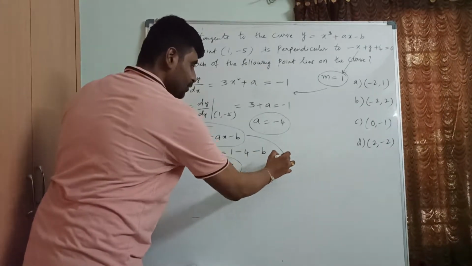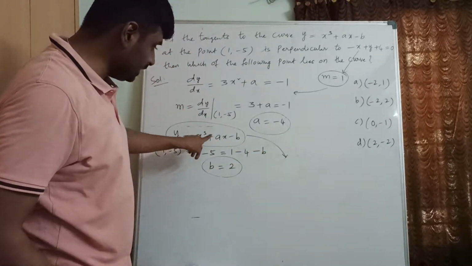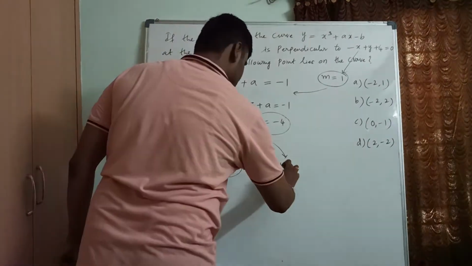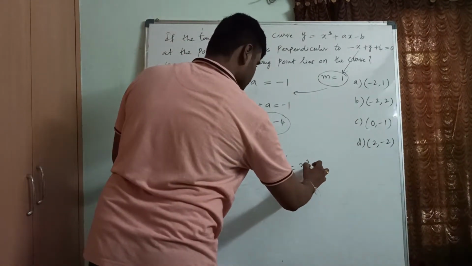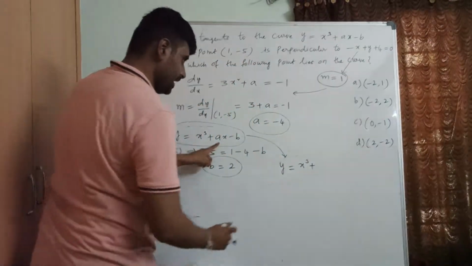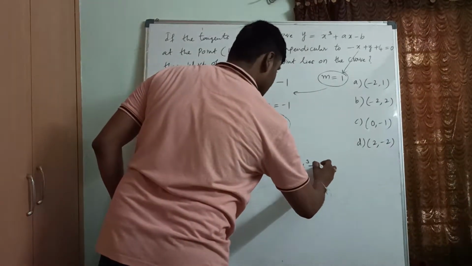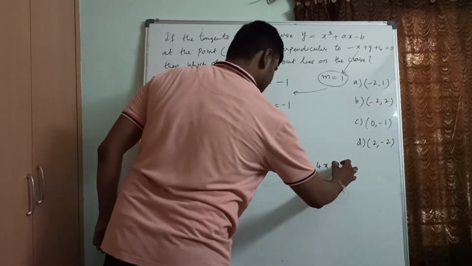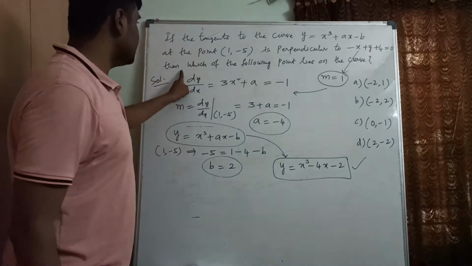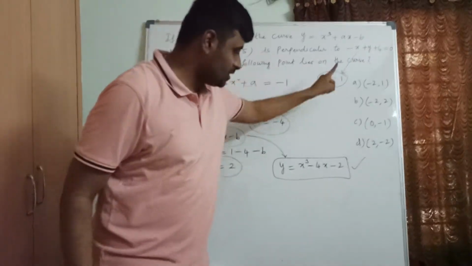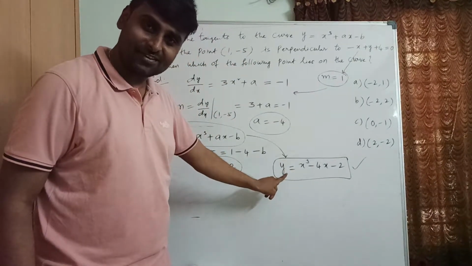Now tell me what will be the original curve? y equals x cube plus ax. What is a? Minus 4. So minus 4x minus b. So this is our required curve. Then which of the following points lies on the curve? This is our original curve, correct or not?